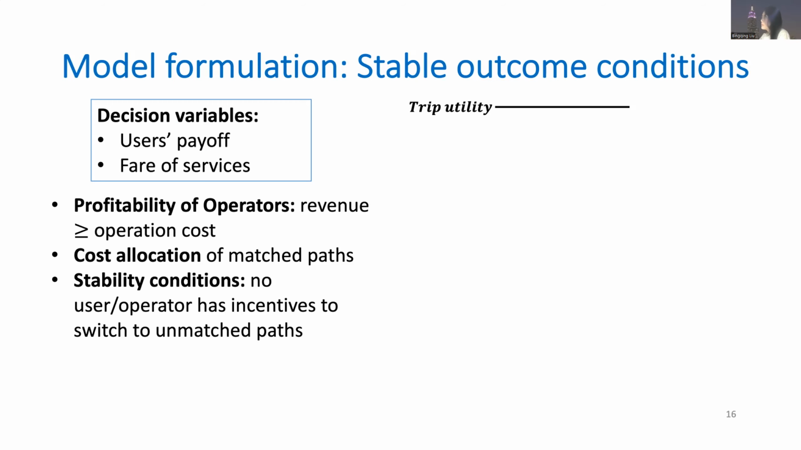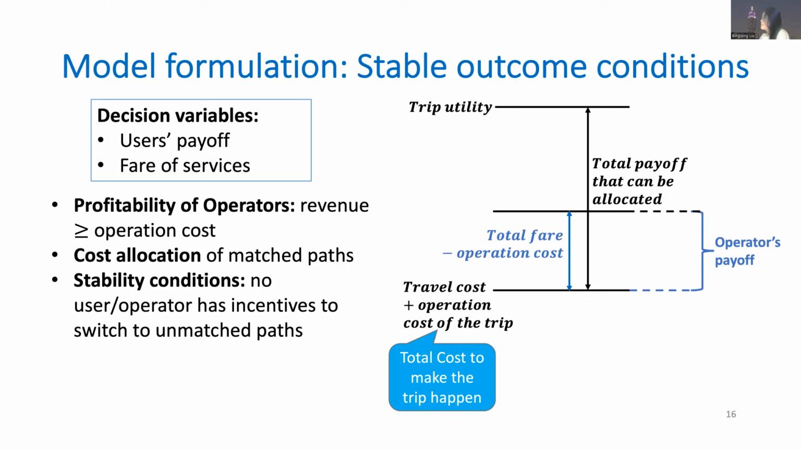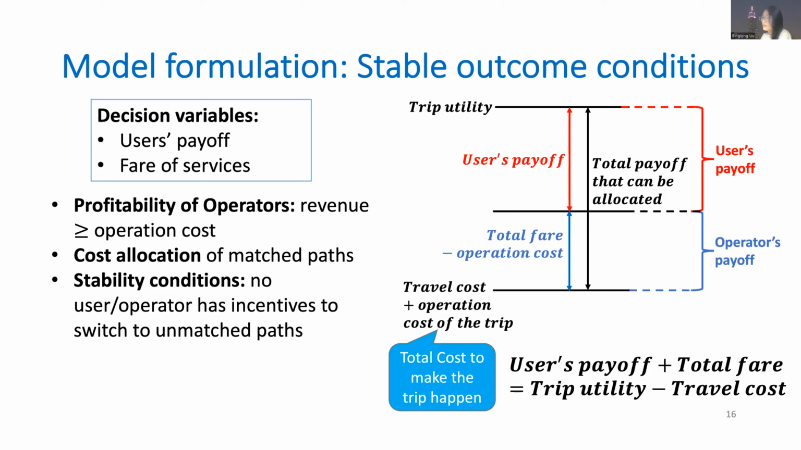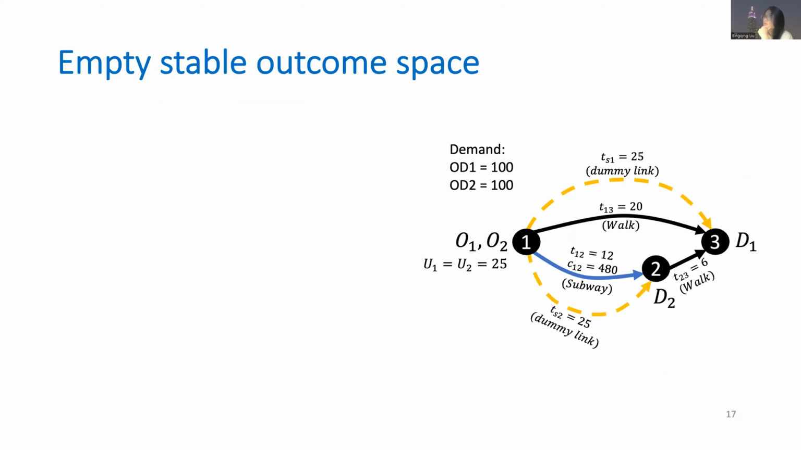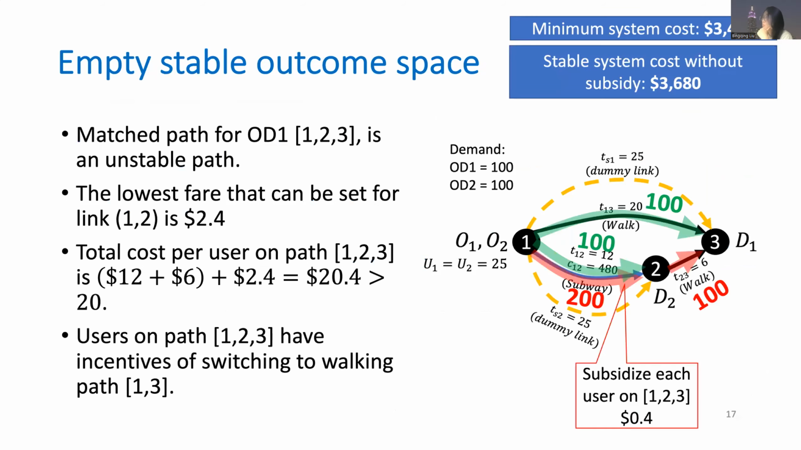and the operators. After setting the fare, the operators decide what amount they want to take from here, and the rest is going to be the user's payoff. So that's how we decide on the pricing. By having the stability conditions and making sure the operators don't lose money, we have a set of conditions that decides the fare that we're able to set. So we can solve for the buyer's optimal, maximizing the user's payoff, or the seller's optimal, maximizing the seller's payoff. Okay, so I'm going to skip this time-wise.